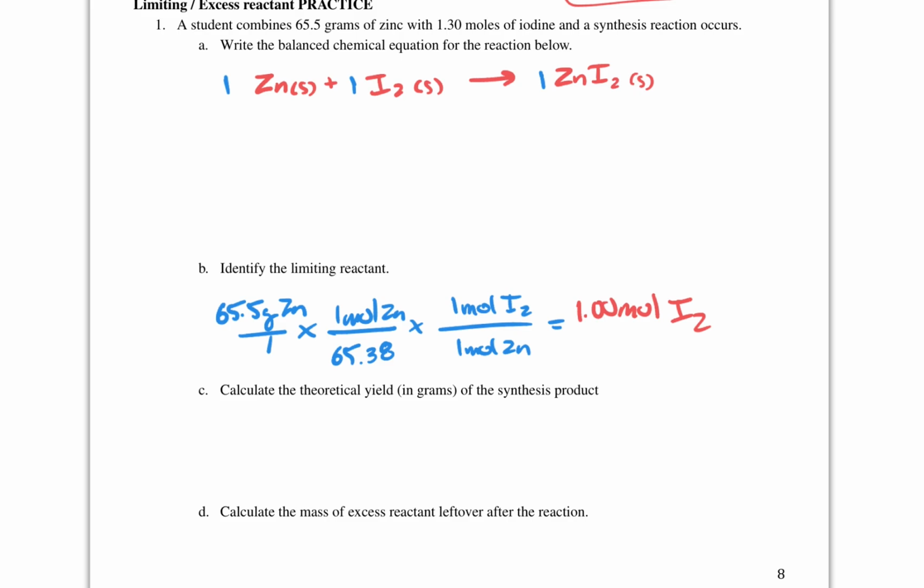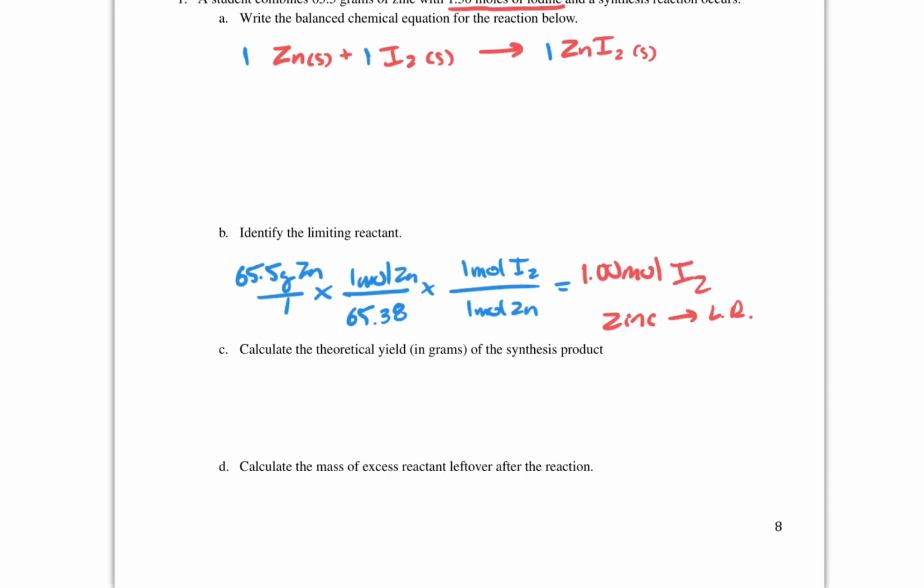Since it would require 1 mole of iodine to completely consume the zinc, and we have 1.3 moles of iodine present, that means that the zinc is going to be the limiting reactant. Now that I know that zinc is the limiting reactant, I can use that limiting reactant to determine how many grams of the synthesis product, the zinc iodide, will form.